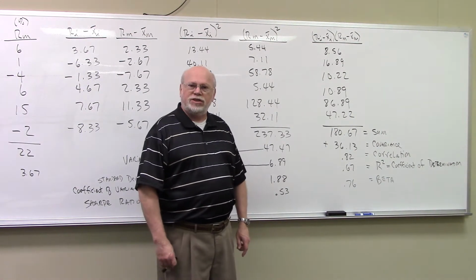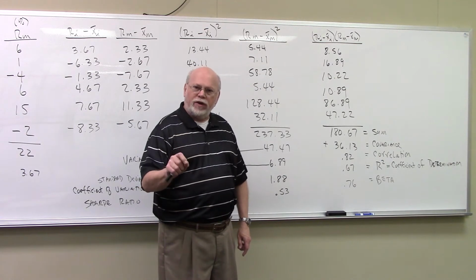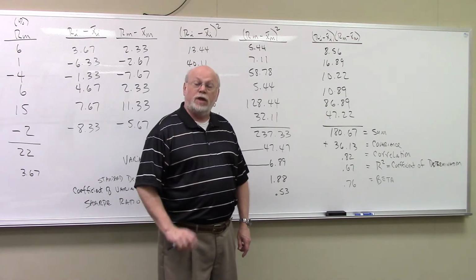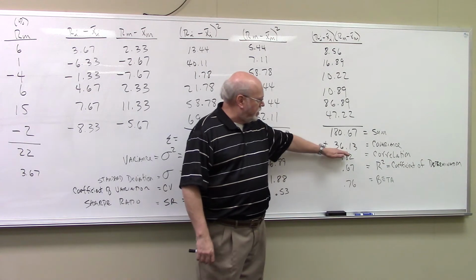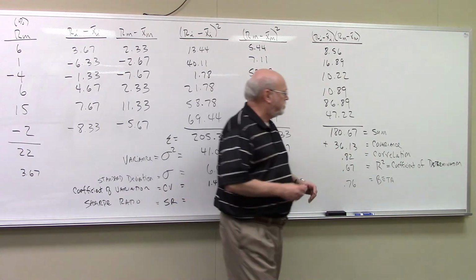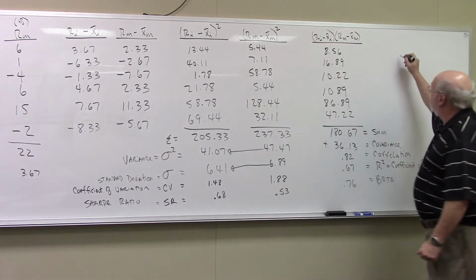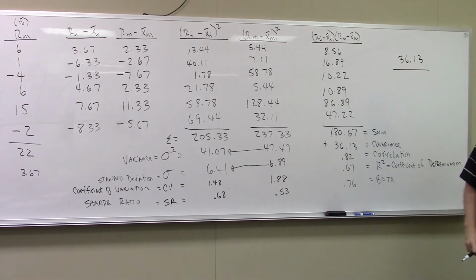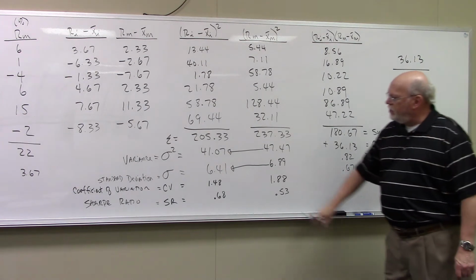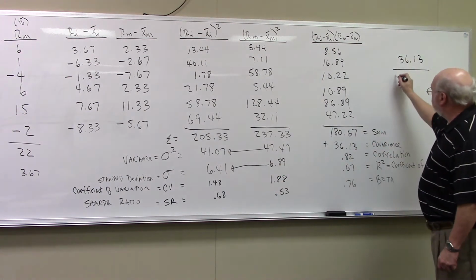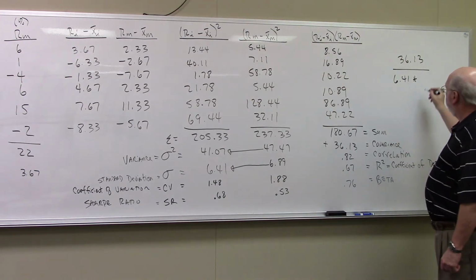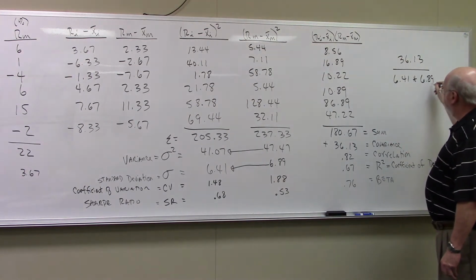The correlation statistic is the covariance between the two assets divided by the product of their standard deviations. So we're going to take the covariance, 36.13, and divide that by the product of the standard deviations. The standard deviation for the security is 6.41, and the standard deviation for the market is 6.89.